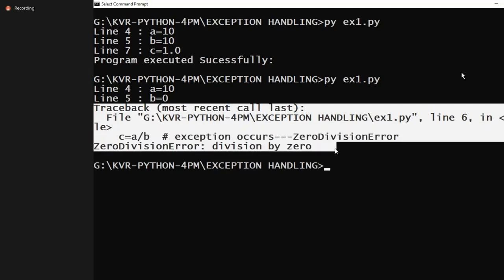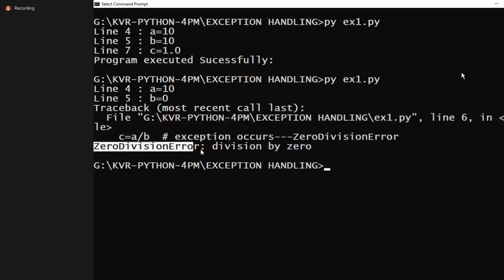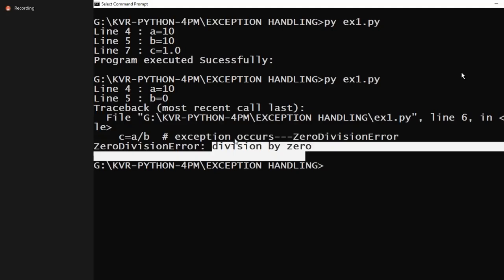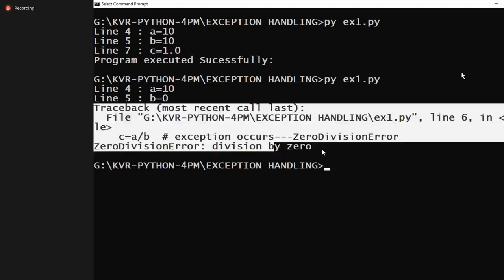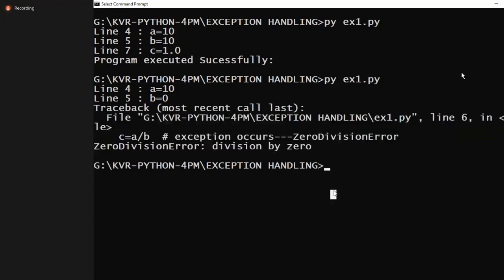What is the message that is coming? Zero division. This entire message, will the end user understand? Come on, answer everybody. No, sir. No end user will understand. Who will understand these messages? Programmers will understand, sir. Only programmers can understand. End user cannot understand. That's why we convert these technical error messages into user-friendly error messages.